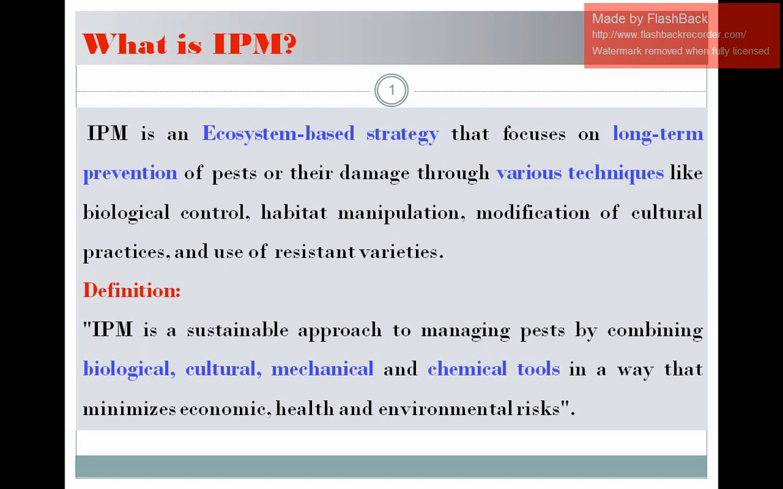Now, coming to the concept of IPM, it is an ecosystem based strategy that focuses on long term prevention of pests or their damages through various techniques like biological control, habitat manipulation, modification of cultural practices, and use of resistant varieties of crops. The proper definition of IPM is a sustainable approach to managing pests by a combination of biological, cultural, mechanical and chemical tools in a way that minimizes economic, health and environmental risks.